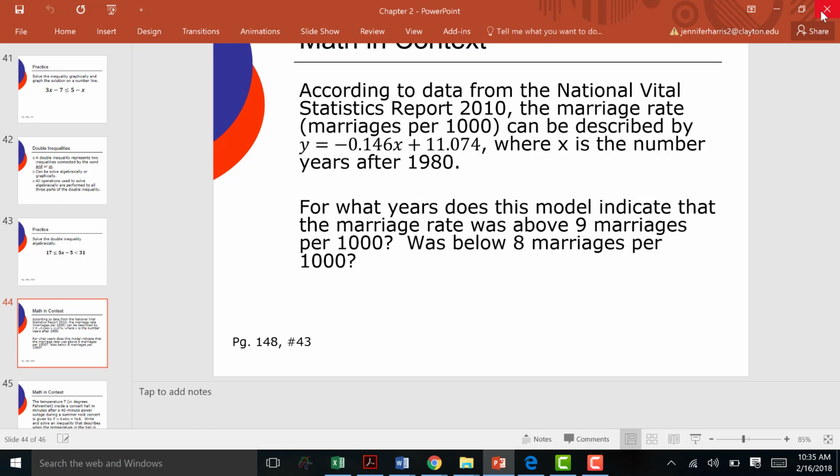Okay, and this is marriages per 1,000 people, guys. So we're looking at the marriages per 1,000. If you're looking at a group of 1,000, what's the marriage rate in that group of 1,000 people?